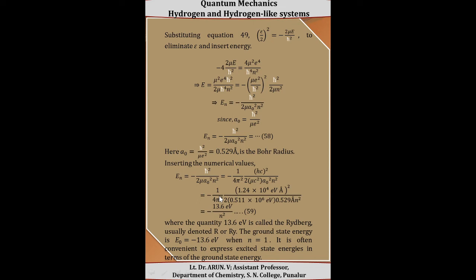The ground state energy is E0, that is equal to −13.6 electron volt when n is equal to 1. It is often convenient to express the excited state energies in terms of the ground state energy.